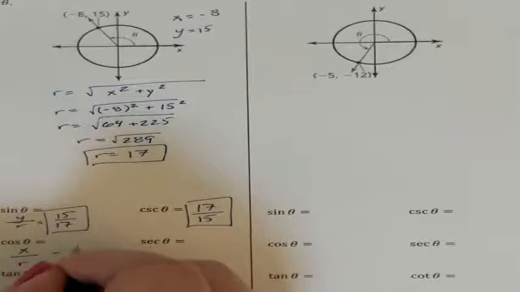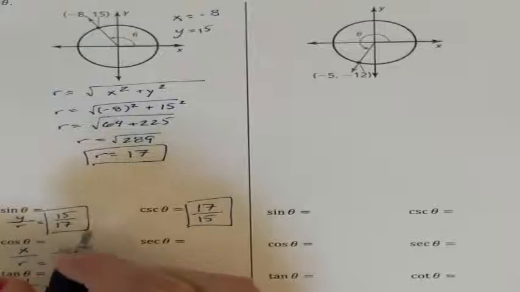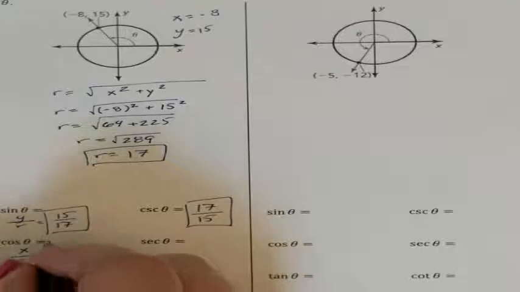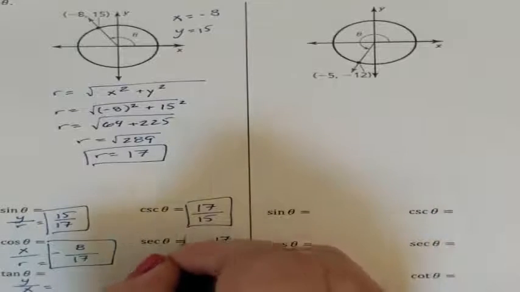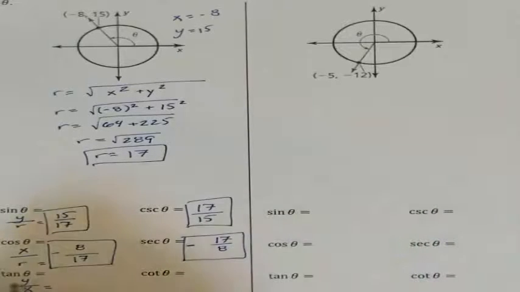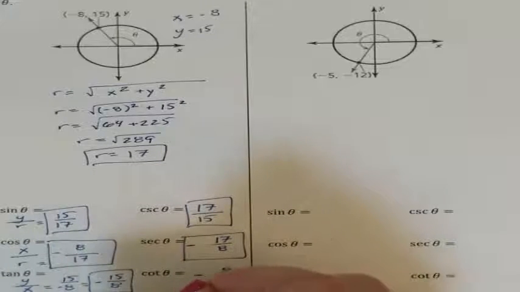X is -8. My r is 17, so -8 divided by 17 does not simplify. Inversing that is -17 divided by 8, and that's my secant. My y is 15 divided by my x, which is -8. So this is -15 over 8, which meant cotangent is -8 all over 15.